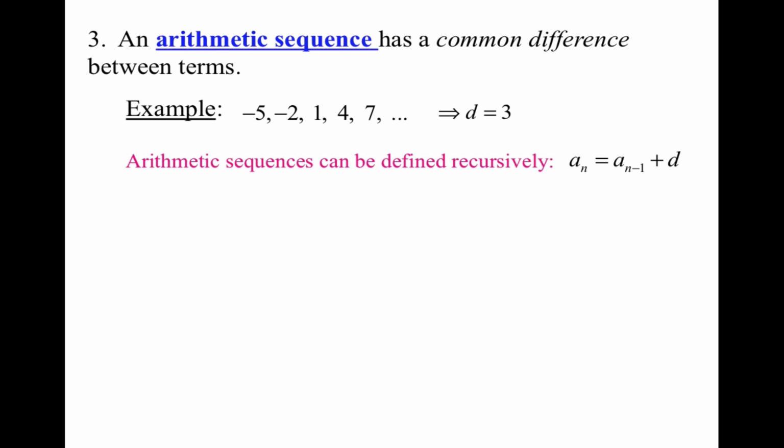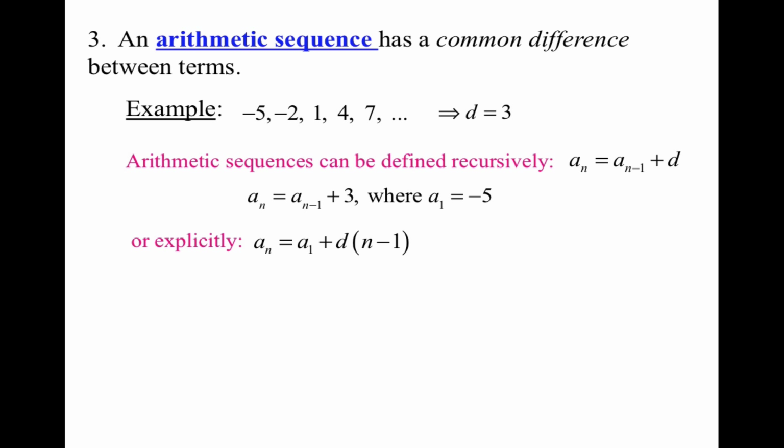Arithmetic sequences can be defined recursively. That means I can take the previous term and add the common difference. In our example, the recursive definition is to take the previous term and add 3, where the first term is equal to -5. And if I do this, -5 plus 3 does give me -2, which is the next term, and so on.